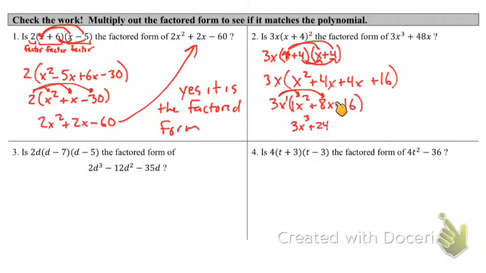X times x, how many total x's do we have? We add them. That's going to be x to the second. Okay, 3 times 16. If you need a calculator, grab it. 3 times 16 gives us 48. And then x times no x is just one single x here. Then just check, do I combine any of these like terms? The answer is no. Does it match what I'm supposed to have up here? No, it's not the factored form.